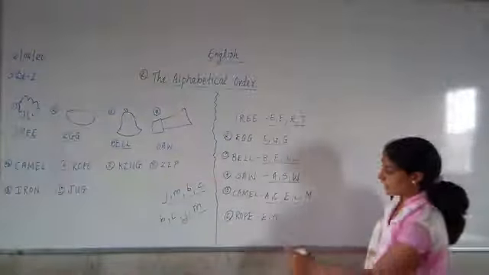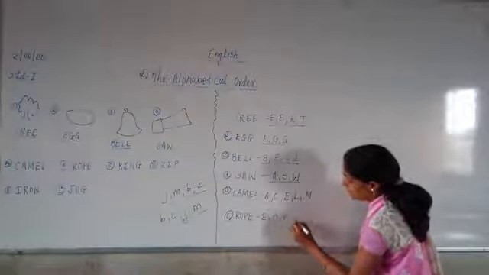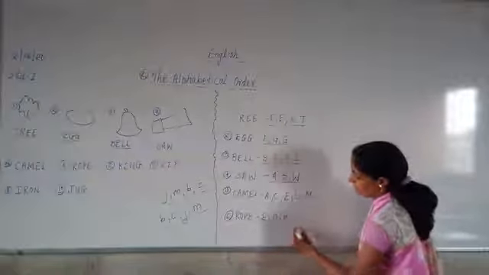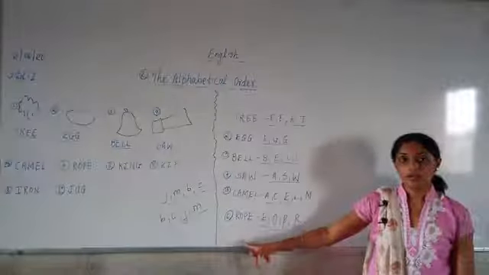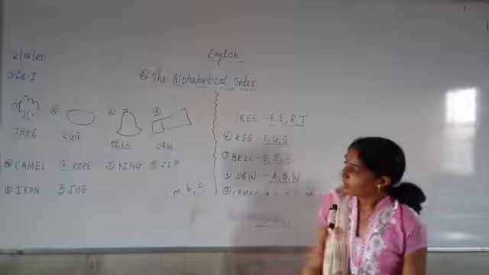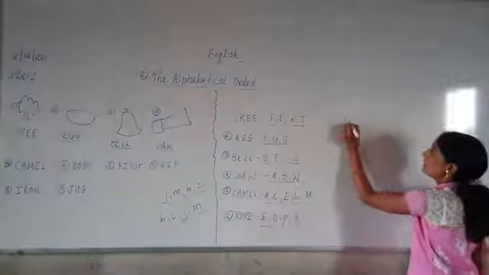Correct? Then next will be, after O, what is there? Then P is there. P, Q, R. So P will become third letter, and after P will be R. So this is correct alphabetical order of spelling rope. Understood? Next example which is given over here is king.